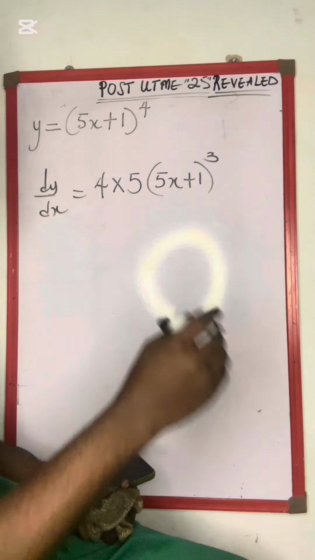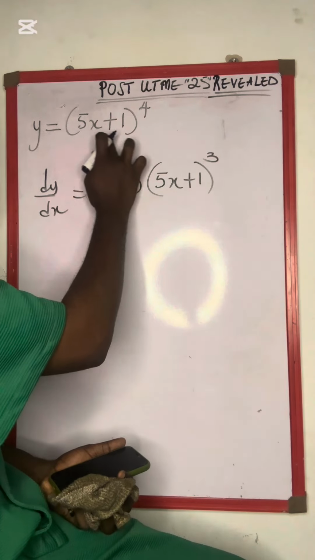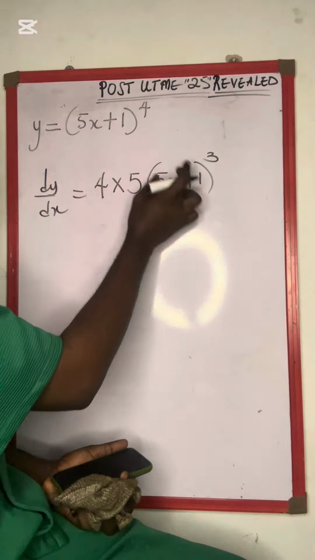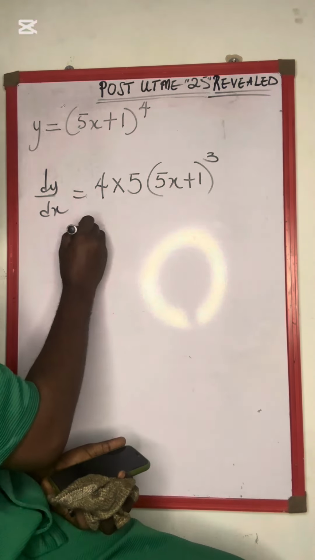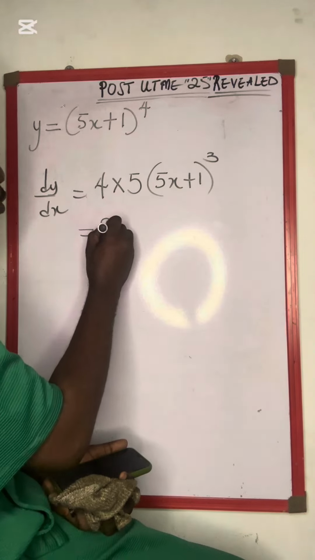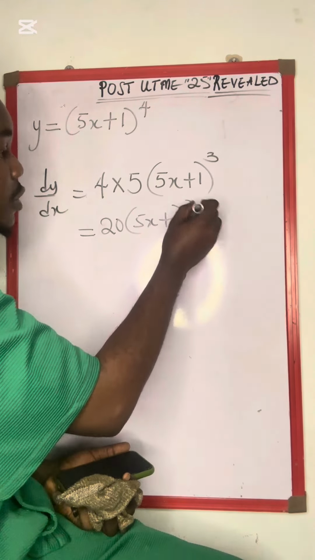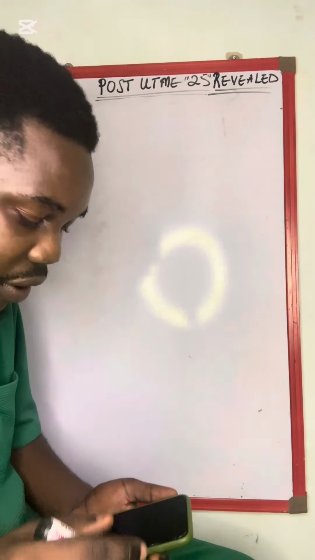I'm going to say it again. Close the bracket, write down the power, differentiate what you have in the bracket, write back the initial bracket, and subtract 1 from the power. So this then becomes 4 times 5, 20, into (5x plus 1) to the power of 3. This becomes the answer. Okay, number 5.